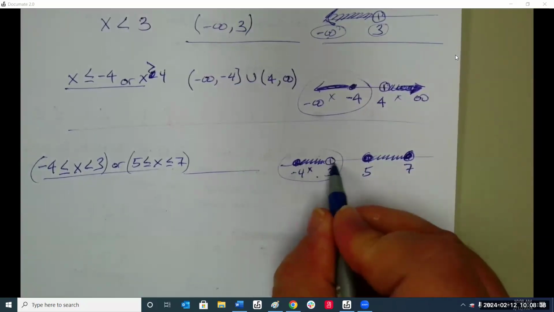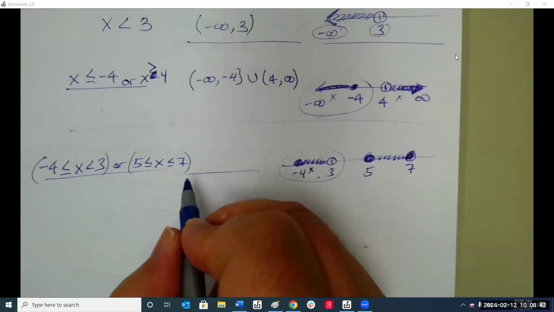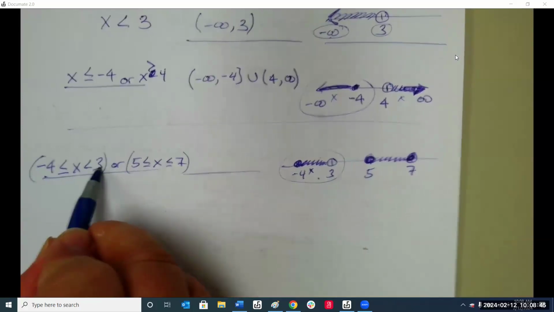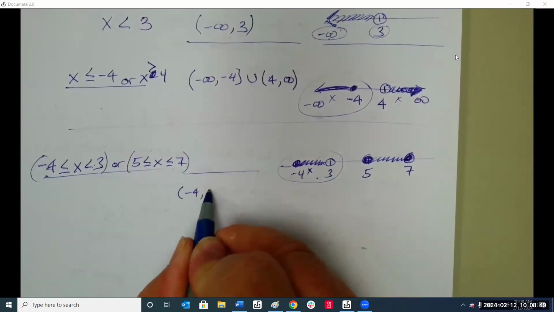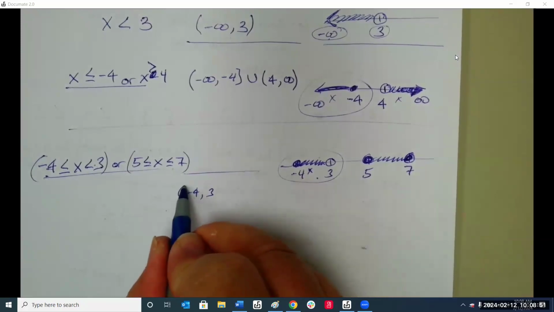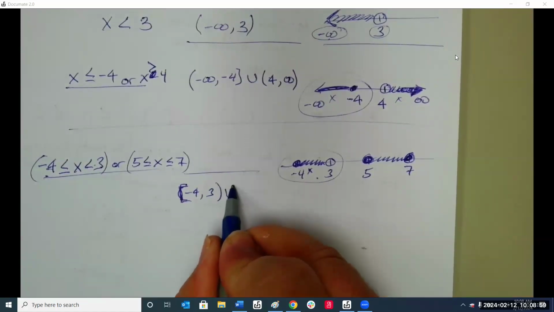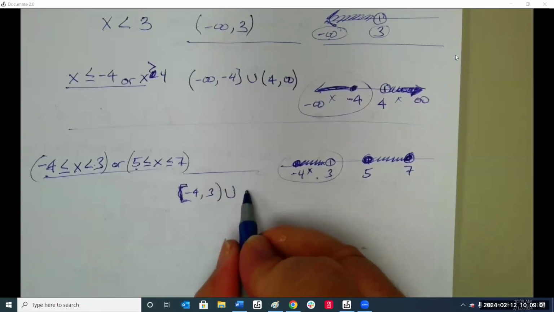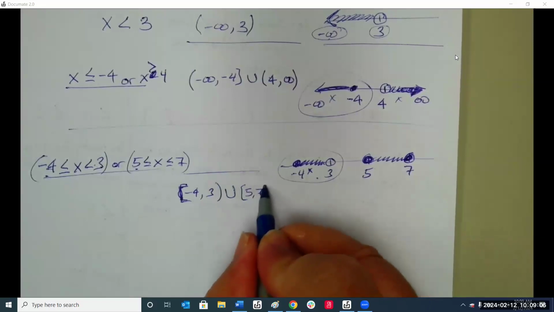Equal to, not equal to, equal to, equal to. So this one's going to be, you have the endpoints right here. Will be -4, 3. Are they brackets or parentheses? Yeah, bracket in the first one, parentheses in the second. Symbol, union, 5, 7, and they're both brackets.